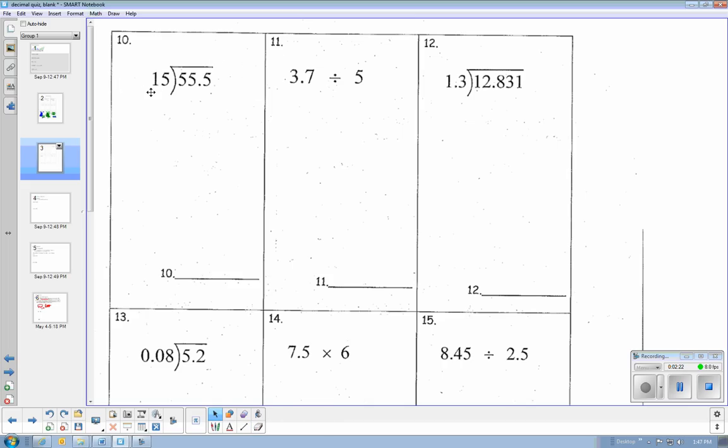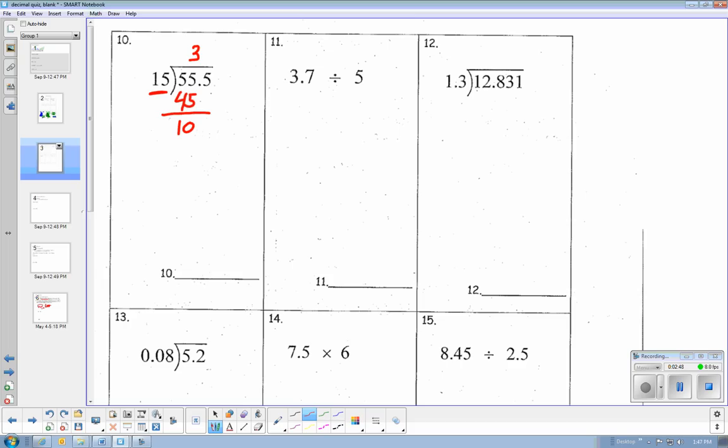There's no decimal in the divisor, so we're simply going to do our division. How many times does 15 go into 55? This is where, if you're familiar with numbers and multiplication, it's a little easier for you. If you count by 15s, 15, 30, 45, you can see it's going to go in there 3 times. 3 times 15 is 45. When we subtract it, we get 10.